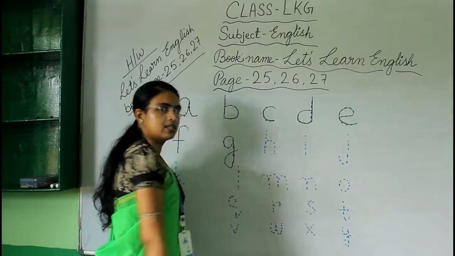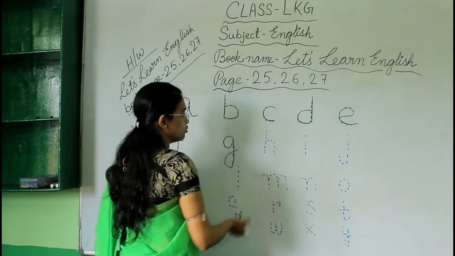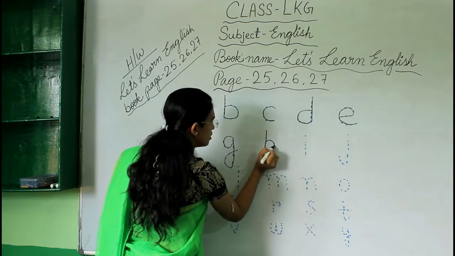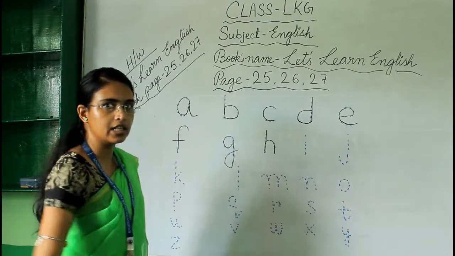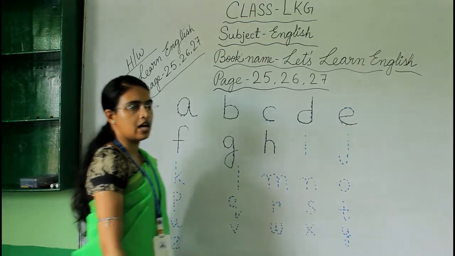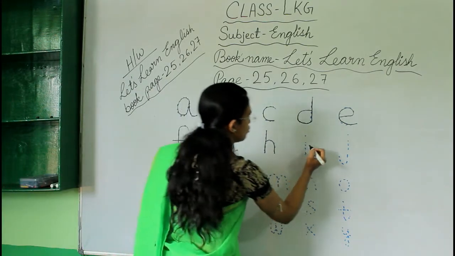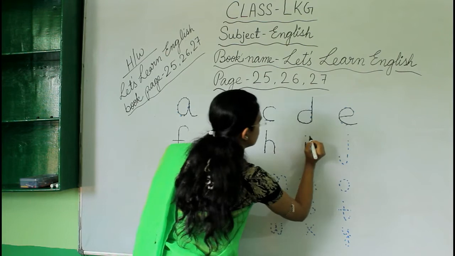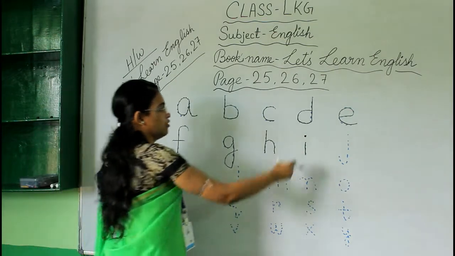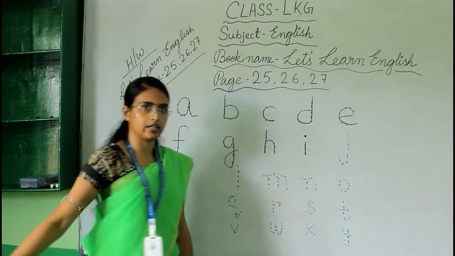Then which letter is this? Yes, this is letter H. So for this what we have to do? First we have to draw a straight line. Then we have to draw a curved line. This is small letter H. Then what after H? What comes after H? Yes, I. For I what we have to do? First we have to draw a straight line like this. Then we have to give a dot here, okay? Dot. In upward, okay? In upside.